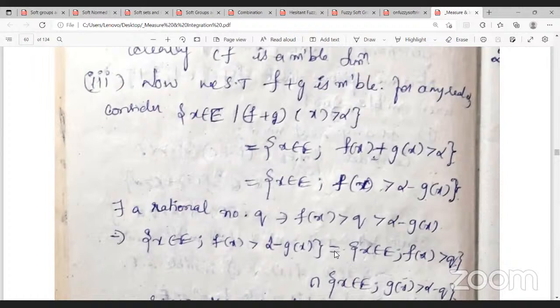F plus g of x, where f comma g are measurable functions. Now we prove that f plus g is a measurable function. That means now we prove that the set x belongs to E such that f plus g of x greater than alpha is a measurable set.